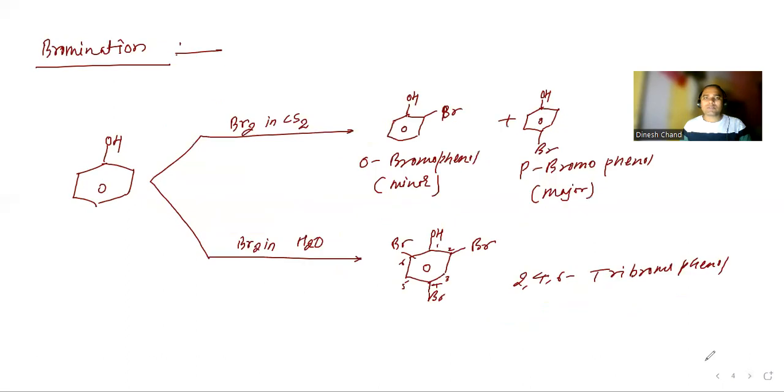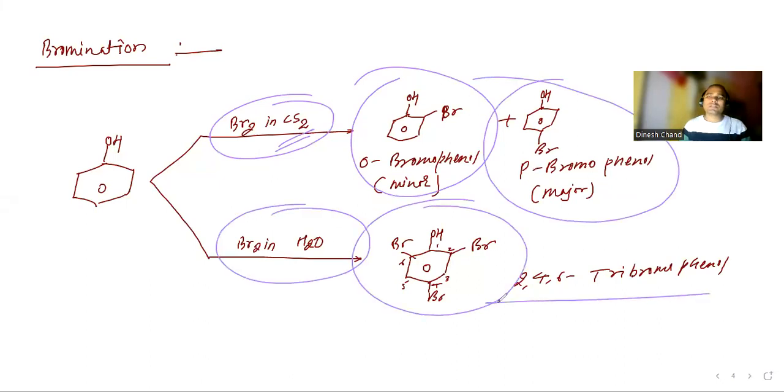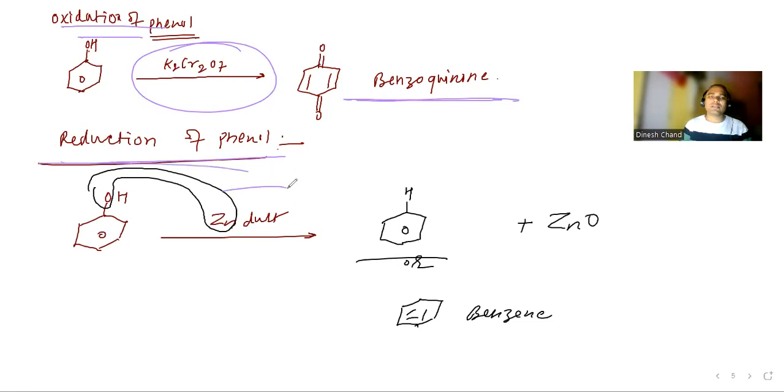Now let us move to the next point, student. What is bromination, dear student? If you talk about bromination, friend, in a non-polar solvent it will give mono substituted orthobromophenol and parabromophenol, and bromine in water will give, student, 2,4,6 tribromophenol. Next one is oxidation of phenol. If you are treating with the oxidizing agent K2Cr2O7, it will give benzoquinone, student. And if you are reducing with zinc metal, student, zinc dust, it will give benzene.